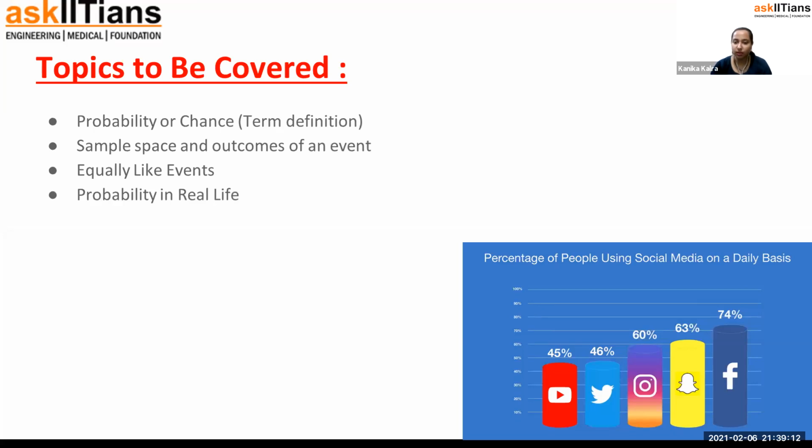So, we will be talking about probability, the definition, then we will be talking about what a sample space means, what is an outcome of an event, what are equally likely events, and how do you relate probability in real life. So, let's understand this concept in the further slides.